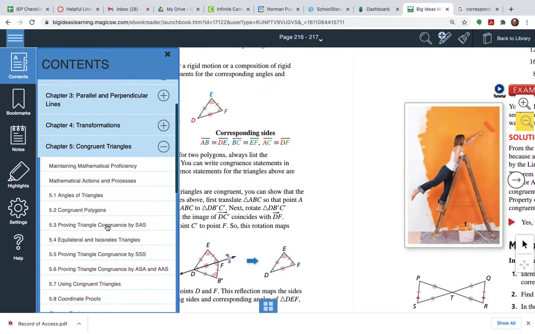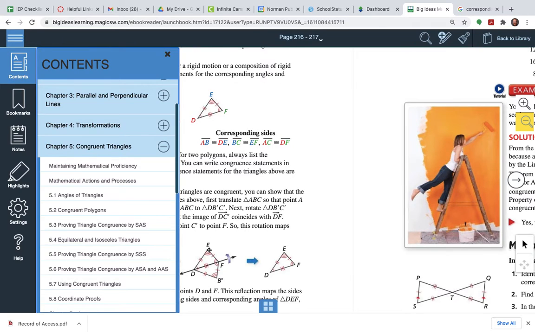So 5.3 says, proving triangle congruence by SAS. So in this chapter, we're going to be using a lot of S's, and we're going to be using a lot of A's. And it will never be ASS, and we'll talk about that fallacy later. But with A's and S's, you have to remember that S stands for side, and A stands for angle. So we know that if we have all of the corresponding parts of a triangle, that we can tell its congruence using that. But did you know that we don't need to know about all of the parts?